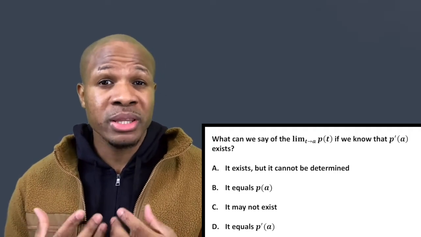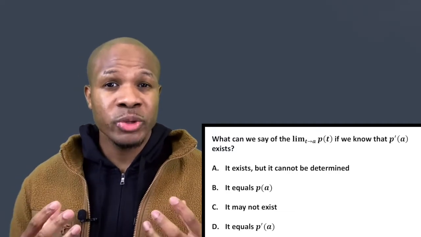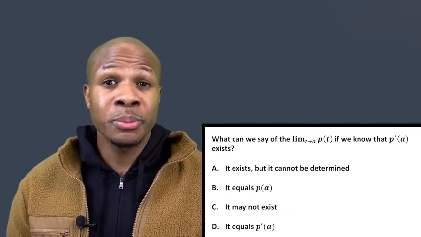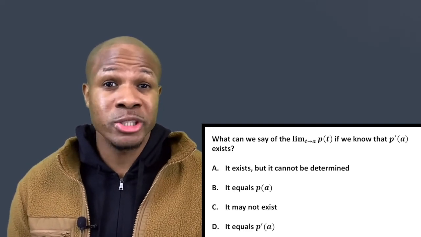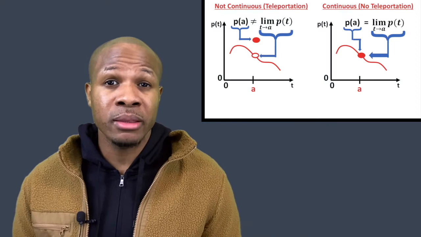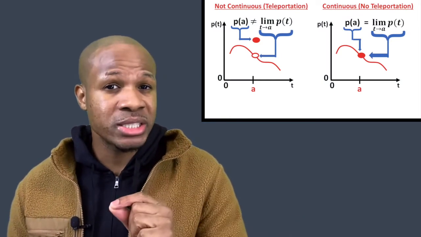Limit means to approximate the value of a certain point as close as possible without ever getting to that point. As we get closer and closer to time a, then the position function is going to get closer and closer to p of a, which means that the limit is going to be p of a. And that comes from the fact that the position function is continuous at time a, which means that there's no teleportation that occurs at time a.